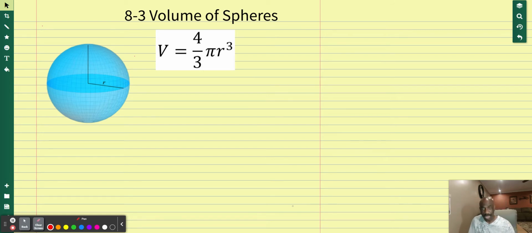So let's look at this formula. It says volume equals 4/3 pi r cubed. It's not pi r squared. It's pi r cubed, so it's raised to the third power. You don't want to forget that one, and that one applies to the sphere.